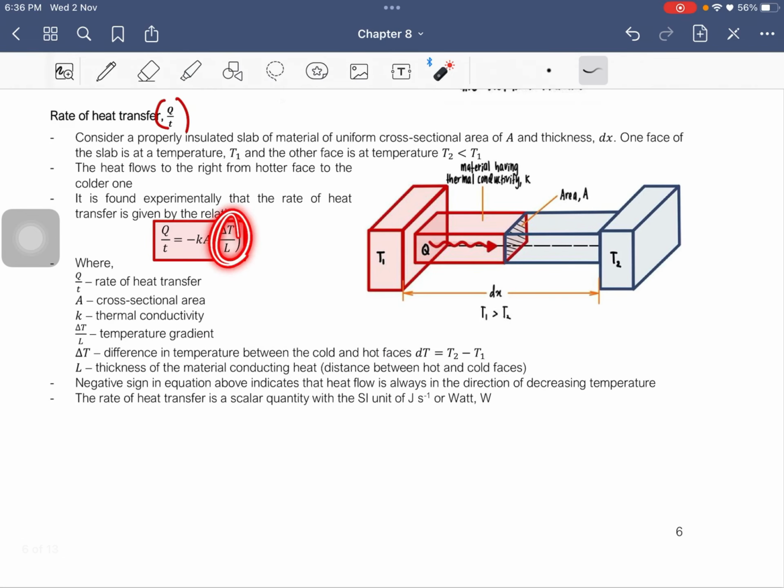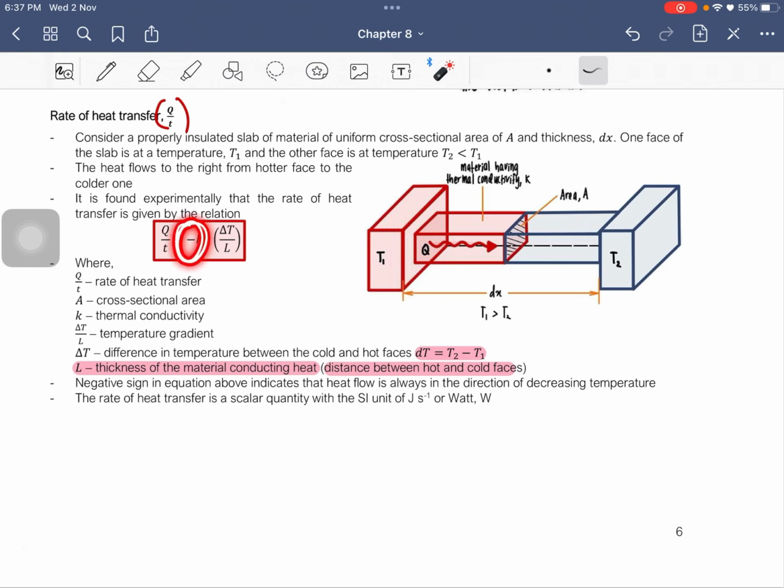Delta T over L, which is this one, is what we call as temperature gradient. Delta T is the difference in temperature between the cold and hot phases. Sorry. So the equation is T2 minus T1. L is the thickness of the material. Thickness of the material that is conducting heat. So basically it's just the distance between the hot and cold phases. So it's from the hot phase until the cold phase.